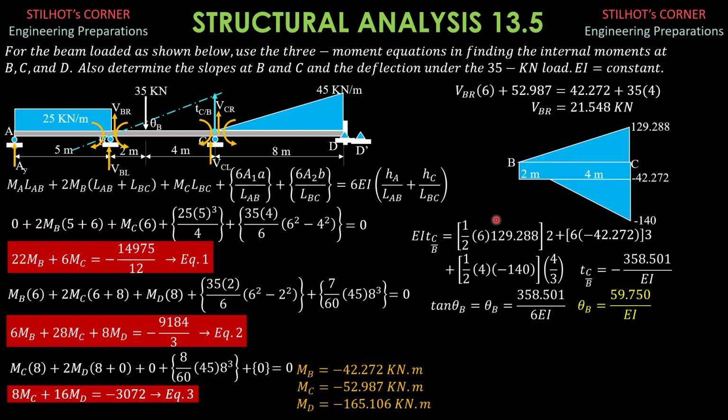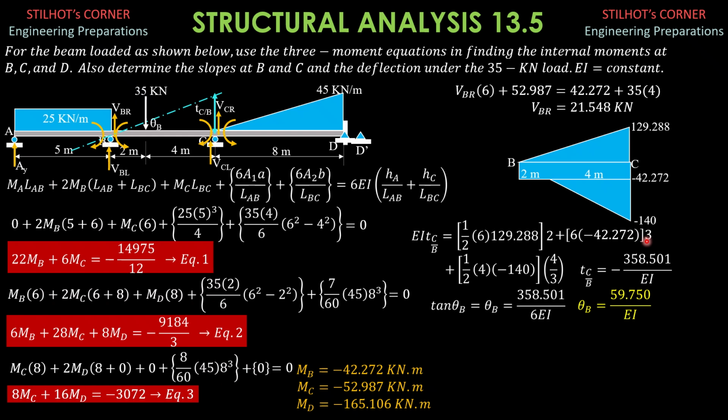Likewise, EI times the deviation of point B relative to the tangent at C, we'll just use the same area, same figure here, except that the moment arm would be from B. So if this is 2, this is changed to 4.